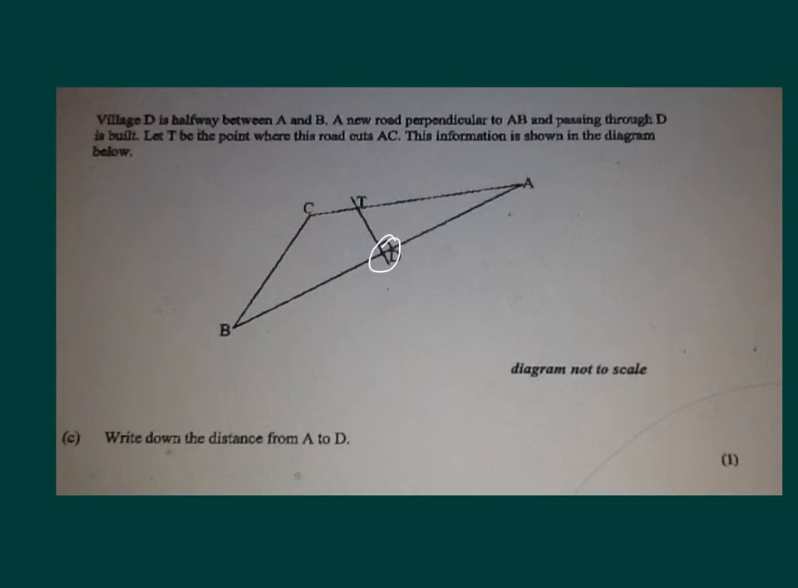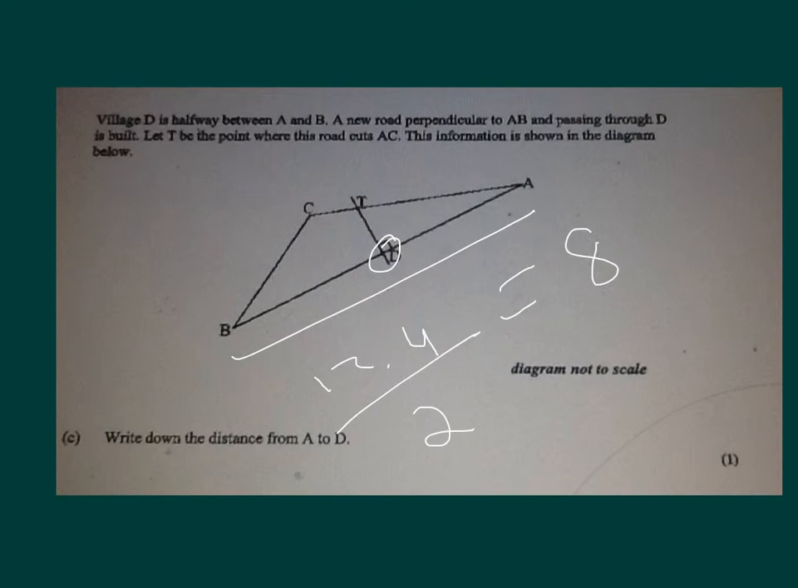It says that village D is halfway between A and B, so it's right here, and that's the midpoint. So I know that this whole thing is 17.4 kilometers. So I just have to divide that by 2, and I get 8.70, or 8.7 kilometers.